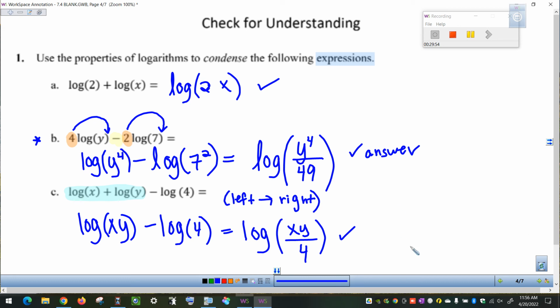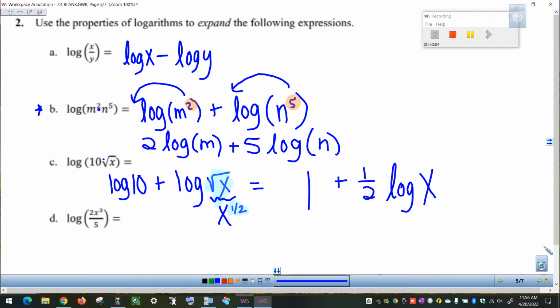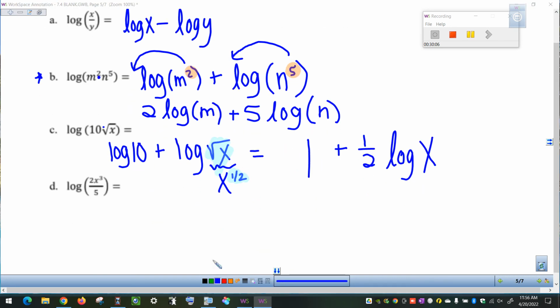So if you have that scenario, you want to think about splitting apart the fractions first. So think about splitting up the numerator from the denominator. And so to split apart that fraction, to split apart the division, we know that we need to use subtraction. So I'm going to do this one in a couple of steps as well. So I'm going to do log of the whole numerator minus log of the denominator.